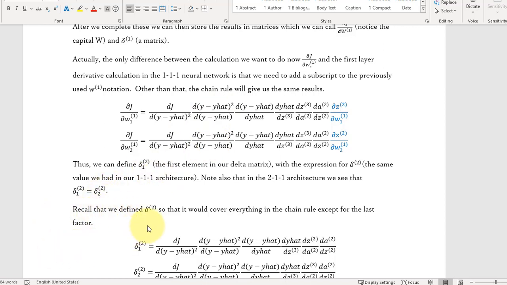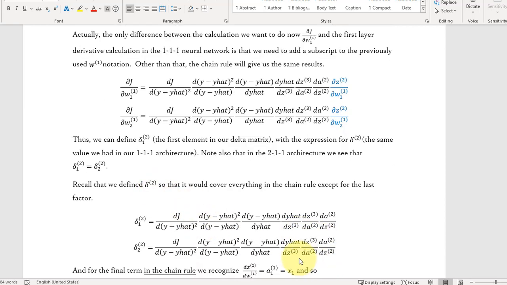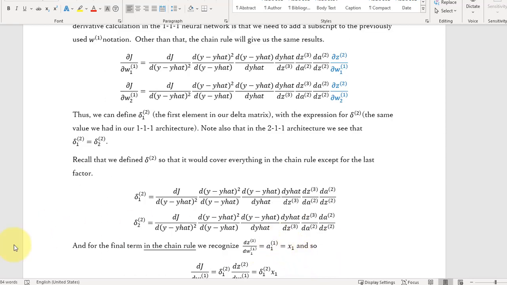And in fact, they're both equal, and they're both actually equal to the delta 2 that we used in the 1-1-1 network. These are the same, so they're both going to be equal to each other and equal to the version of delta 2 in the 1-1-1 architecture.